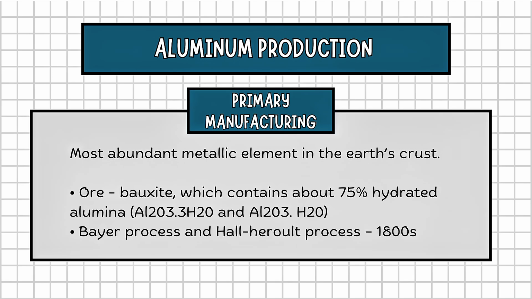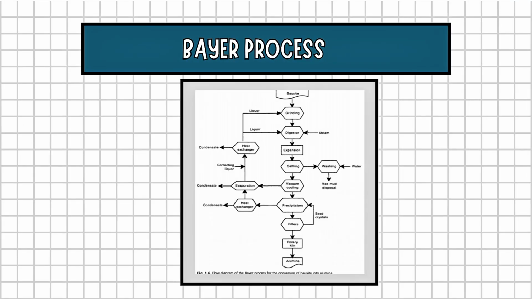Its ore is the bauxite, which contains about 75% hydrated alumina, and its process to produce aluminum is by the Bayer process and the Hall-Heroult process. So what we can see here is the Bayer process. Above, we can see the bauxite. So ito yung raw material. Bauxite contains aluminum minerals like gibbsite or boehmite mixed with impurities like iron oxide and silica.